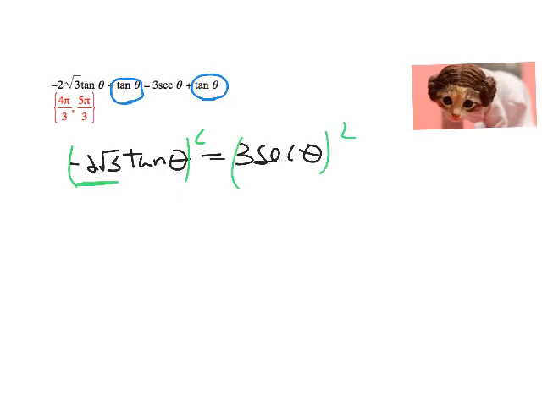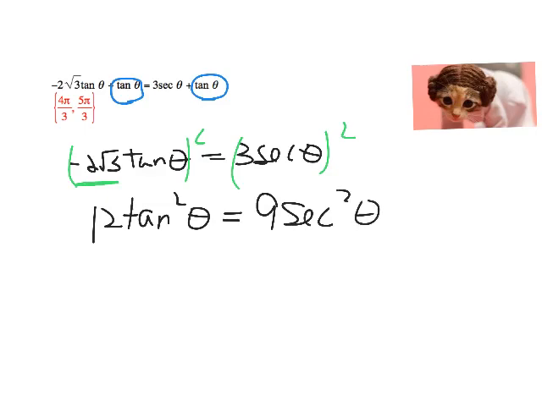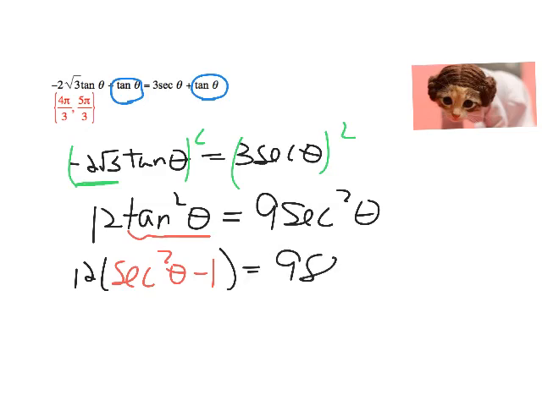When you are squaring a number with a radical, please remember that you are squaring the 2 and the radical 3. So it's really going to be a 4 times a 3, or a 12. So this side is 12 tangent squared theta, and the other side is going to be 9 secant squared theta, okay? This tangent squared, we can actually use a Pythagorean identity now. So we've got 12 times the secant squared minus 1 equals 9 secant squared theta.